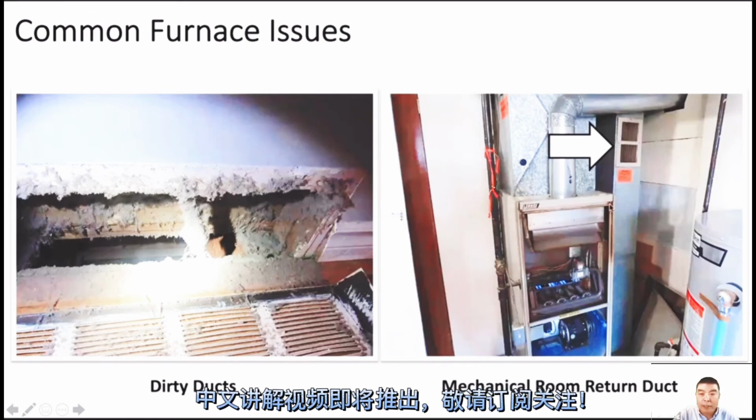That's not allowed, because normally the furnace room is not big enough, and if you put an opening or grill here, it will suction the air from the mechanical room. And for example, if this water heater is natural draft, it will cause backdraft. That's big trouble. So all the grills or openings you find in the furnace room, make notes in your report.